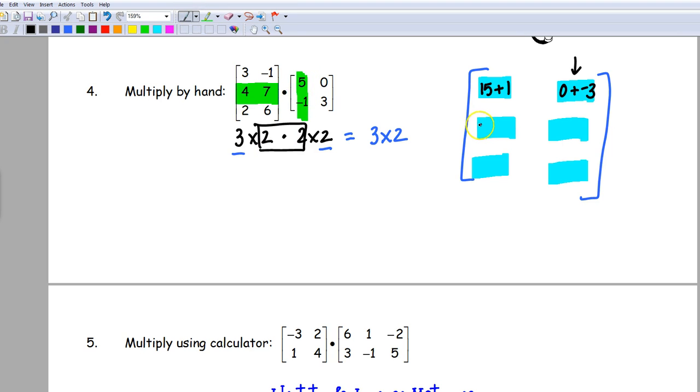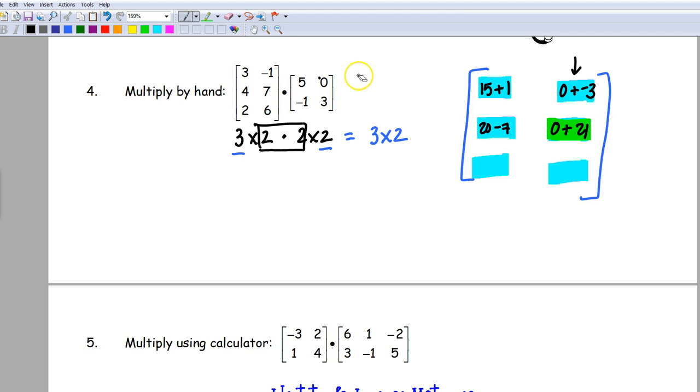4 times 5 is 20, plus 7 times -1 is -7. Okay. Now we're going to do this one. This is in the second row, second column. 4 times 0 is 0, plus 7 times 3 is 21.